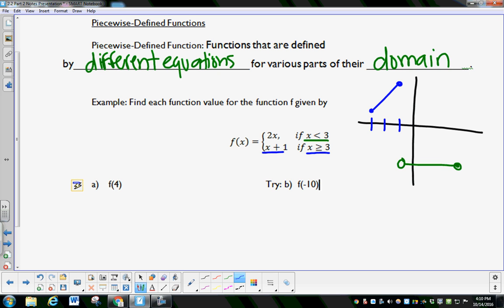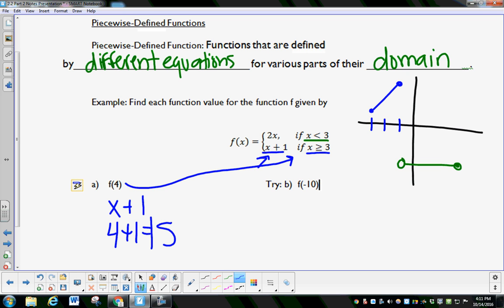So what you're going to do is you're going to look at what they want you to find. On problem A, we're looking for when our input, or our x, is 4. So that falls into the second category right here because 4 is greater than or equal to 3. So we're going to use that equation right there, x plus 1. And we're just going to plug a 4 in for x. So it's just 4 plus 1, and our answer is 5.